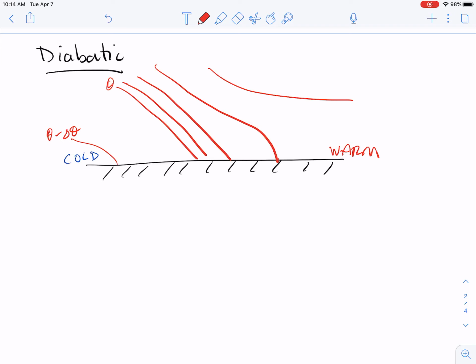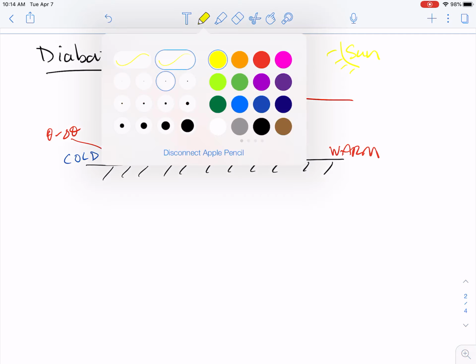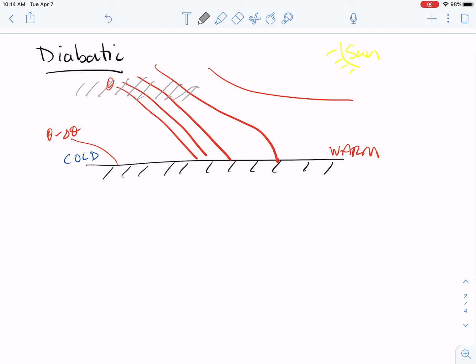And so now the question is, diabatic processes, what are we really talking about? Well, we're talking maybe about the sun. And where do we see clouds? And so let's assume our clouds are over the cold region. And so thinking about when the sun is out, what's going to happen? We have the sun's rays coming in, warming the warm side. Then they're going to come in and be partially absorbed by the clouds.